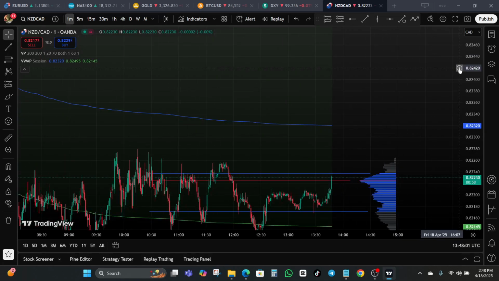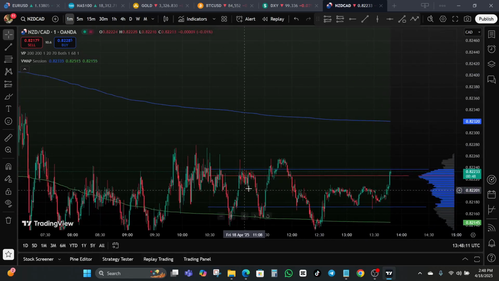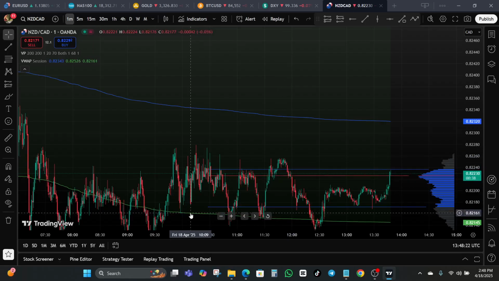Now let us talk about entry criteria. The first step is to identify whether price is above or below the VWAP. Currently, we can see that price is at the bottom of the VWAP. Once you have identified that, if price is above the VWAP, you'll be looking for buy opportunities. If price is below, you'll be looking for sell opportunities.